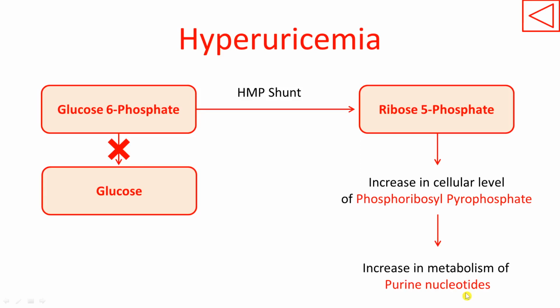And if more purine nucleotides are formed, there will be increase in the metabolism of purine nucleotides, and this will lead to increase in the plasma concentration of uric acid. This is because purine nucleotides are broken down to give the final product, that is nothing but the uric acid. Now, if the concentration of uric acid in our plasma increases, the condition is known as hyperuricemia.